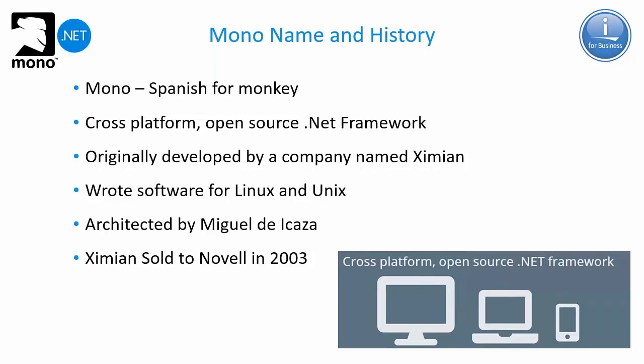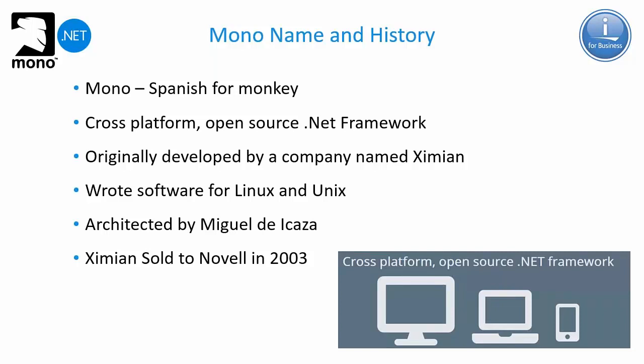It's Spanish for monkey, I learned that too when I was looking at that. I guess I never realized from looking at the icon, right? You can see. But it started out as a cross-platform open source .NET framework, originally developed by Ximian, which was started by Miguel and a couple others, I believe. I think they wrote the GNOME desktop and some of those things for Linux early on, so he architected a lot of that. They sold to Novell in 2003.